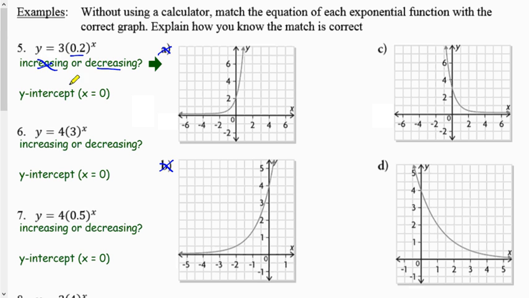Then I'm going to look at the y-intercept. This is when x equals 0. Remember, any base to an exponent of 0 is equal to 1. So 0.2 to the exponent 0 is 1, and the result is I just get this 3. So the 3 is my y-intercept. I look here, there I have a y-intercept of 3. I look here, there I have a y-intercept of 4. So C is going to be my correct answer for number 5.